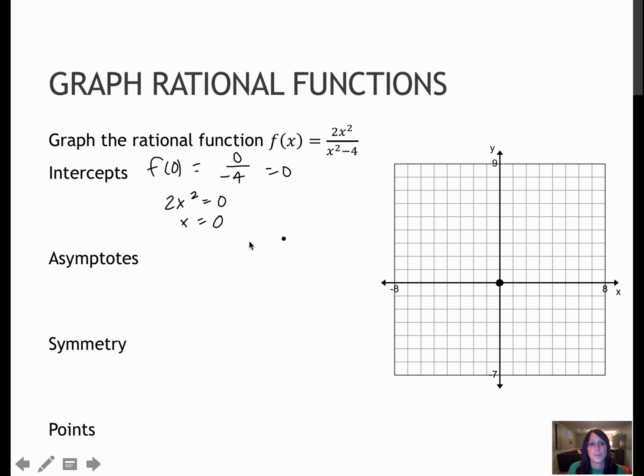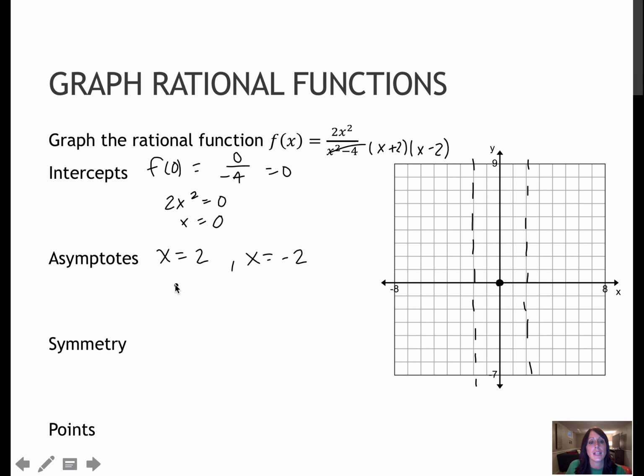For asymptotes, remember I'm looking at the denominator, which factors into (x plus 2)(x minus 2). And so my vertical asymptotes would be at x equals 2 and x equals negative 2. And we've got a scale of 1 here, which is helpful. So these are my vertical asymptotes. Again, I found those by looking at the denominator and saying what could x not be equal to.